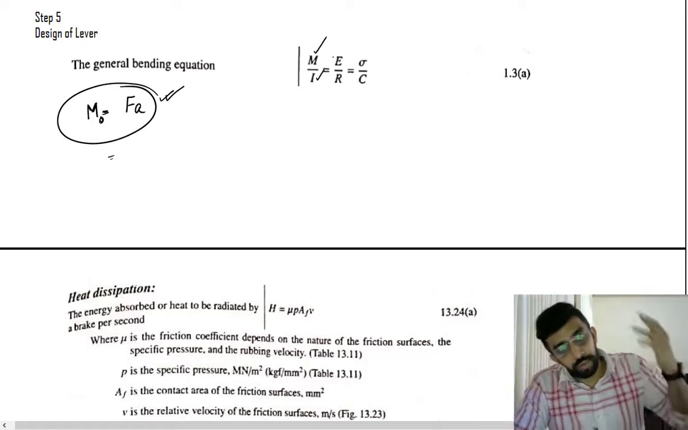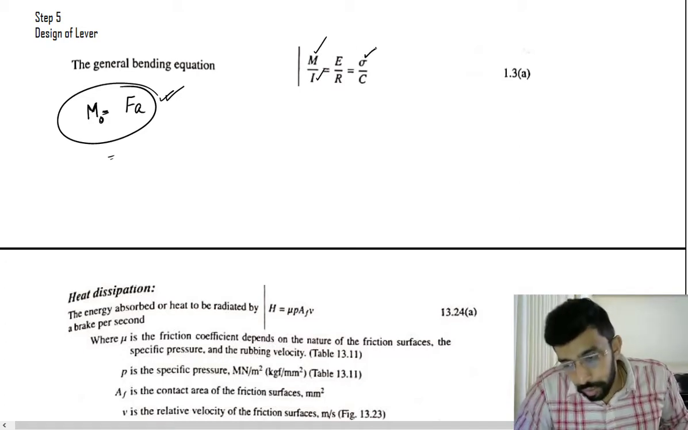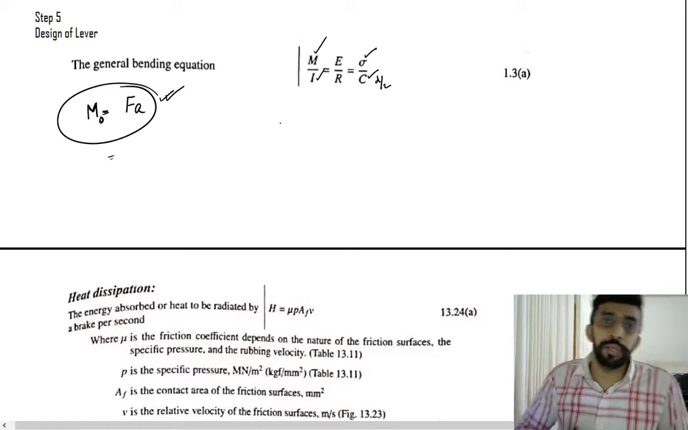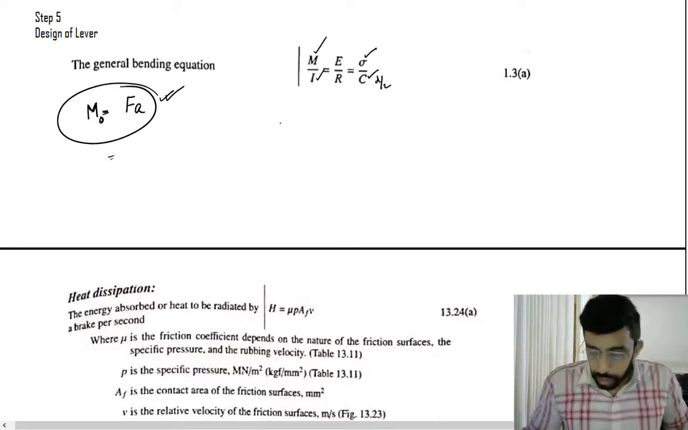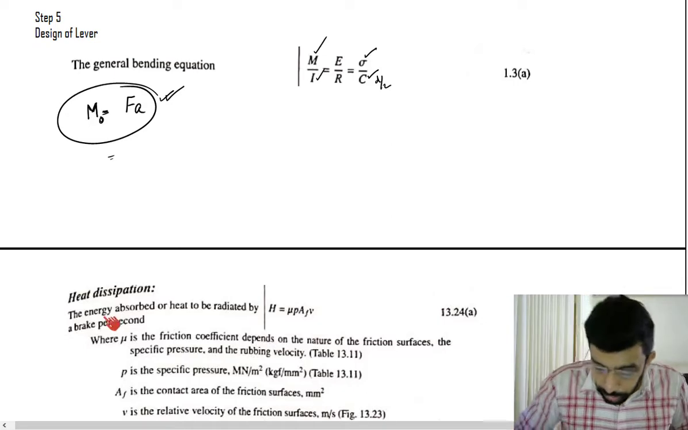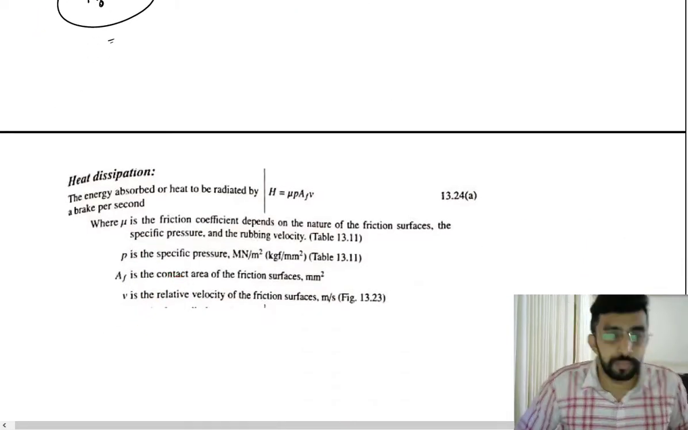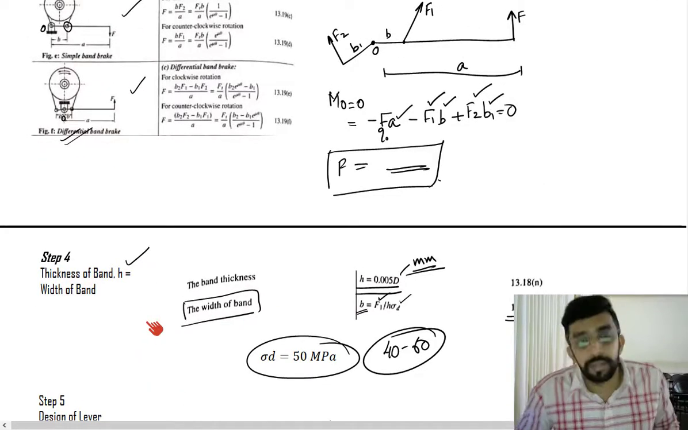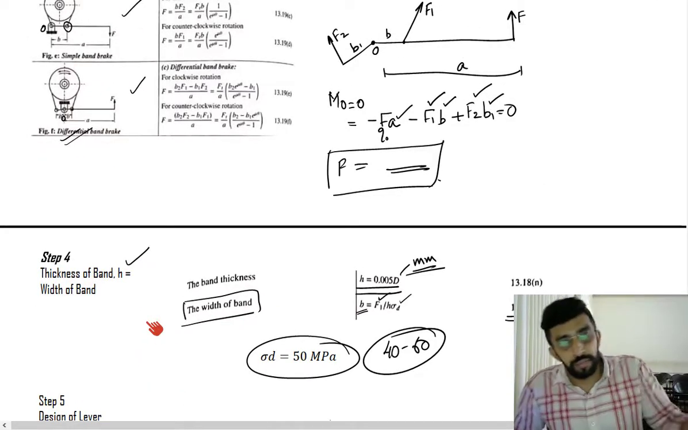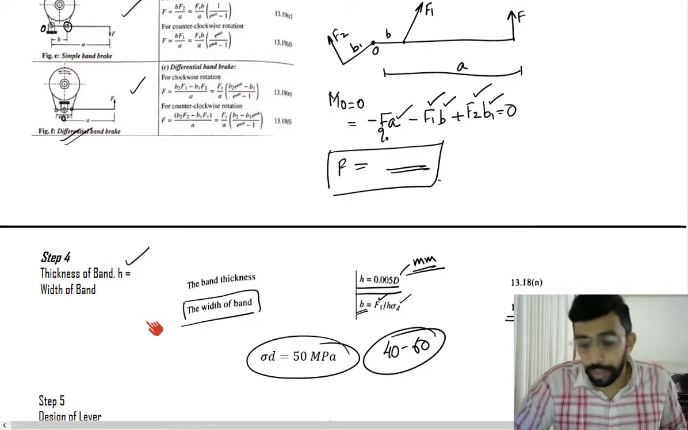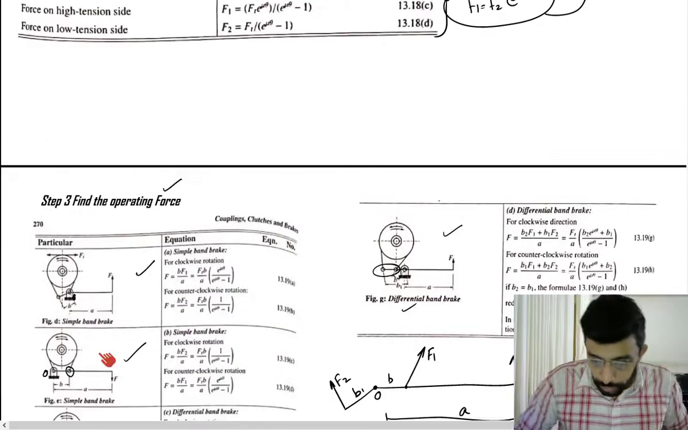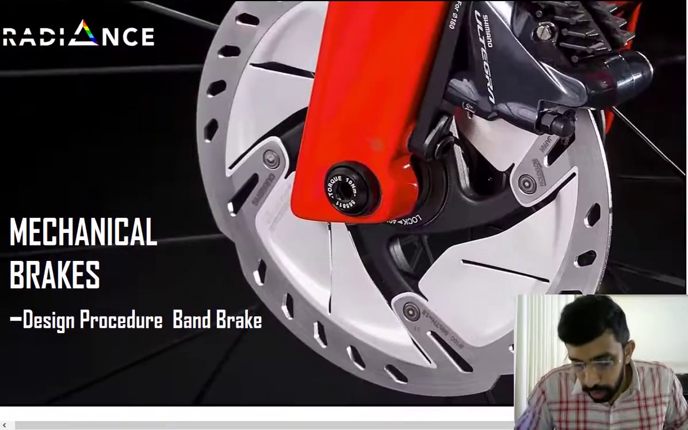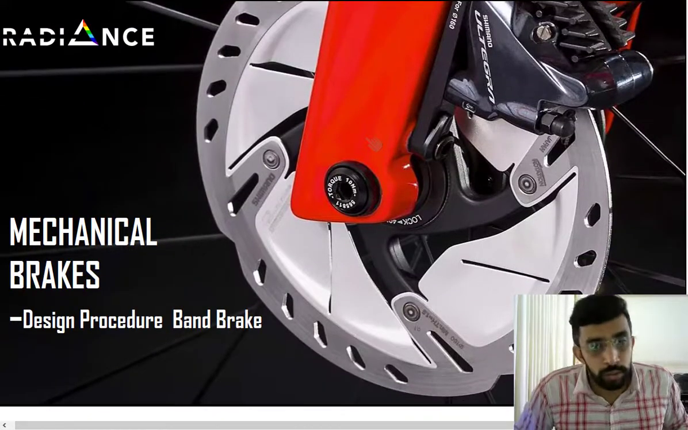Like I told you, take a proper cross-section. Sigma you assume. C is going to be D by 2. Substitute it here. Get the value of B and D. That's all. And in the same manner you have to calculate the heat dissipation also. So these steps are very simple. The only thing is that a few steps change when we compare it with the shoe brake. So kindly practice or take down the design procedure of the band brake and try to solve this.